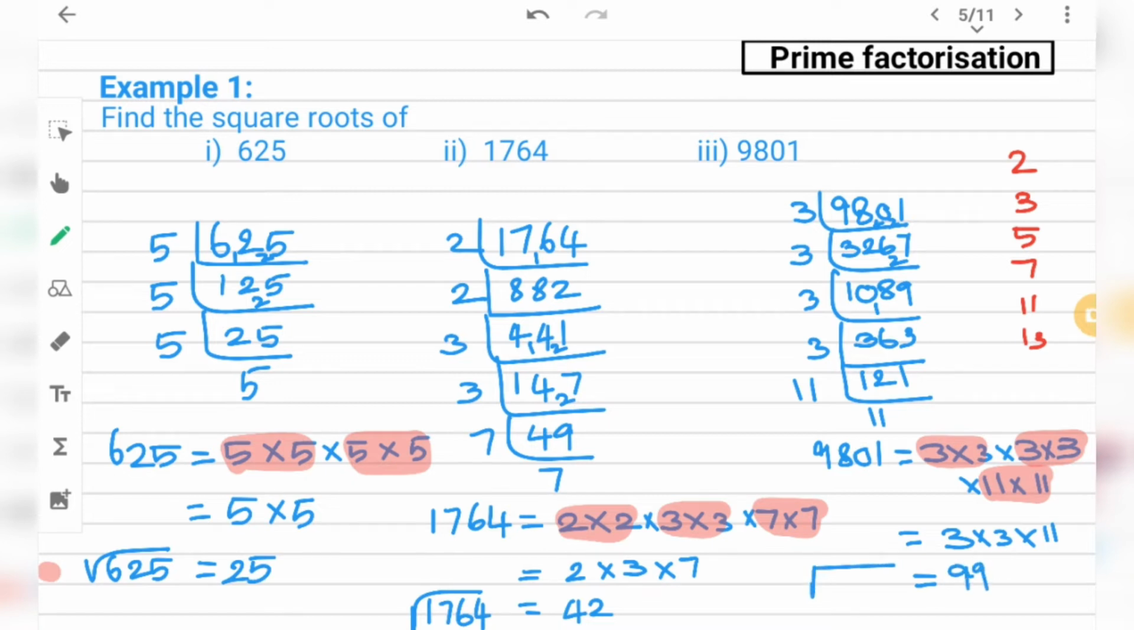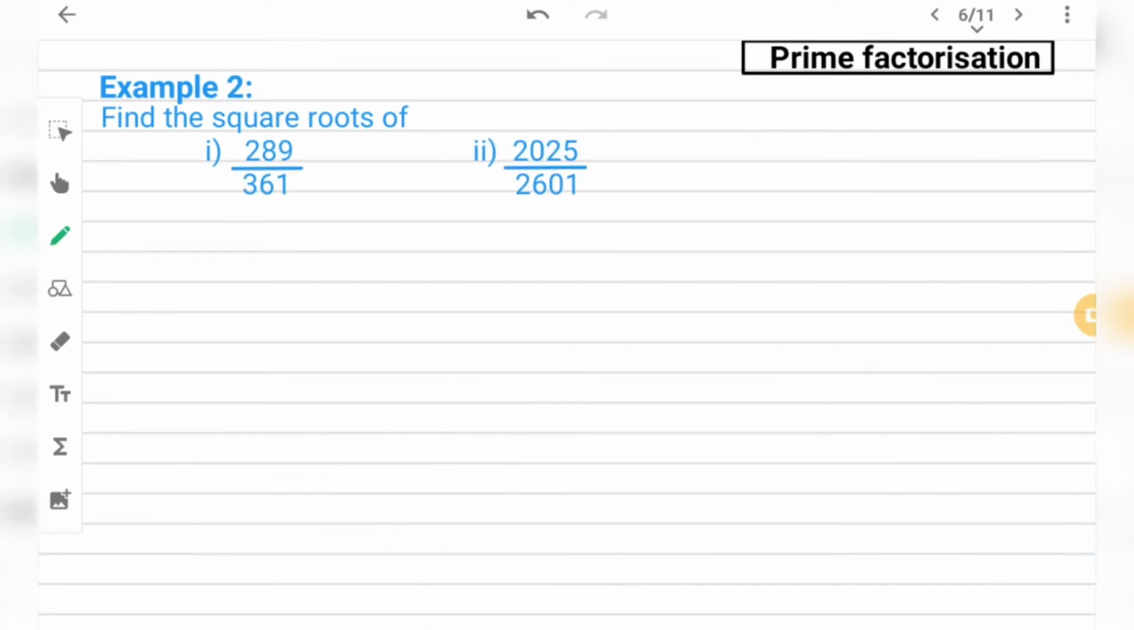Therefore, the square root of 9801 is 99. Is it easy? Yeah. Now, I'm going to find the square root of rational numbers.